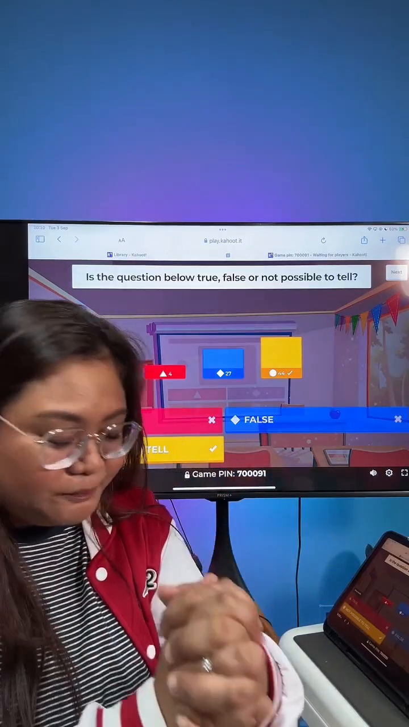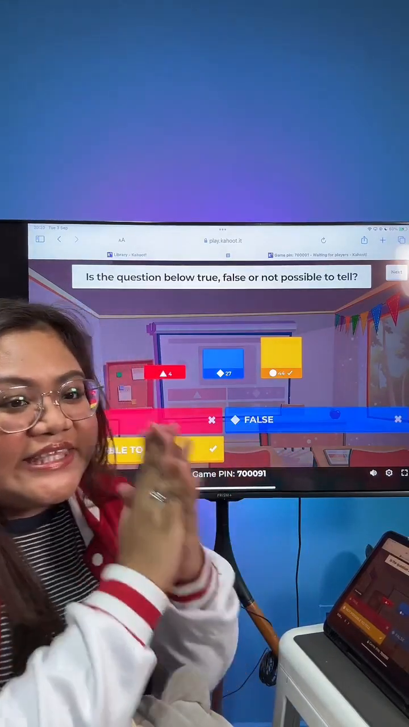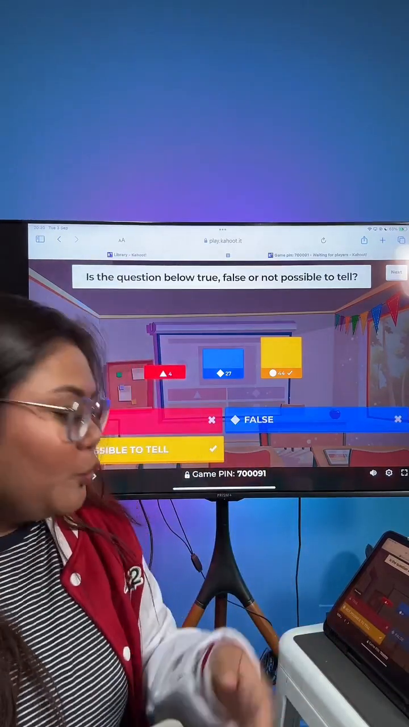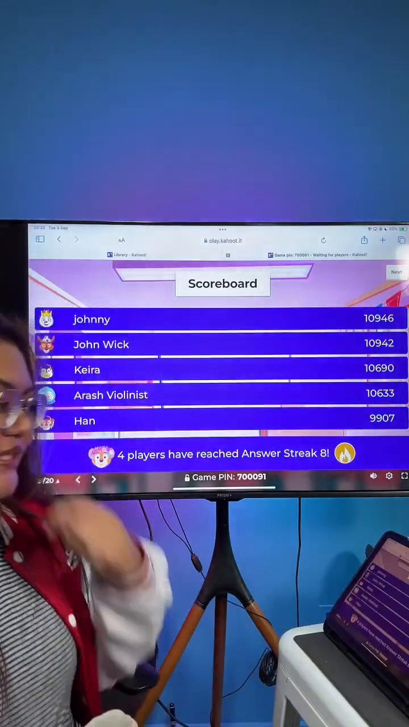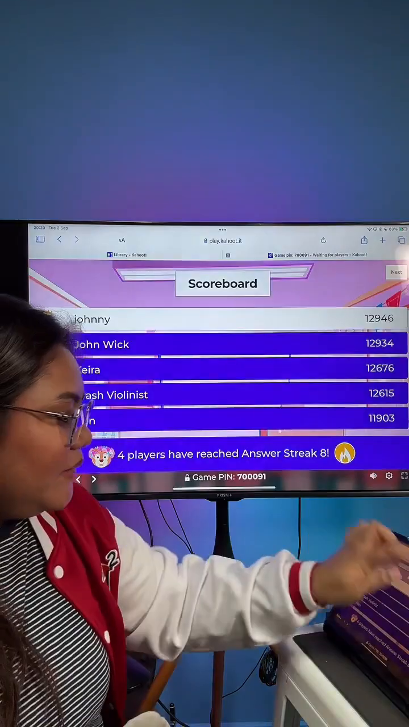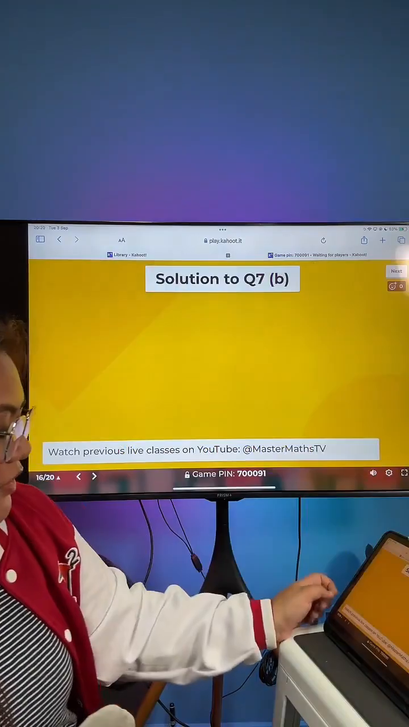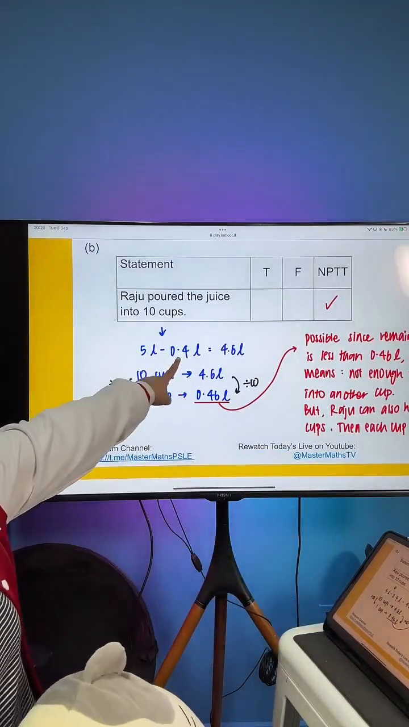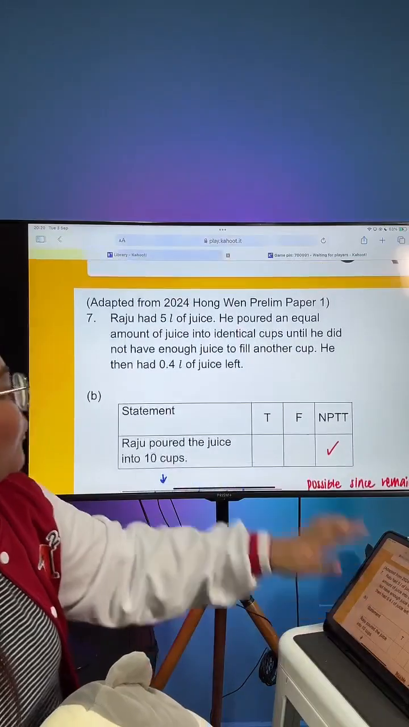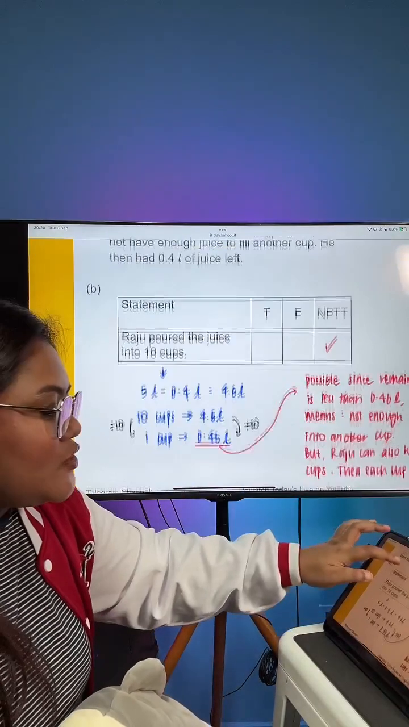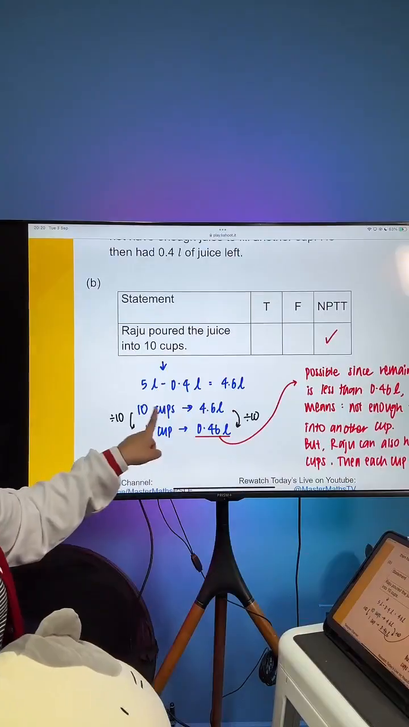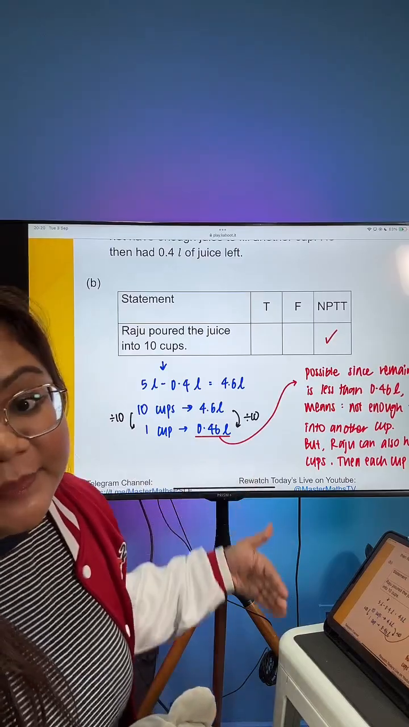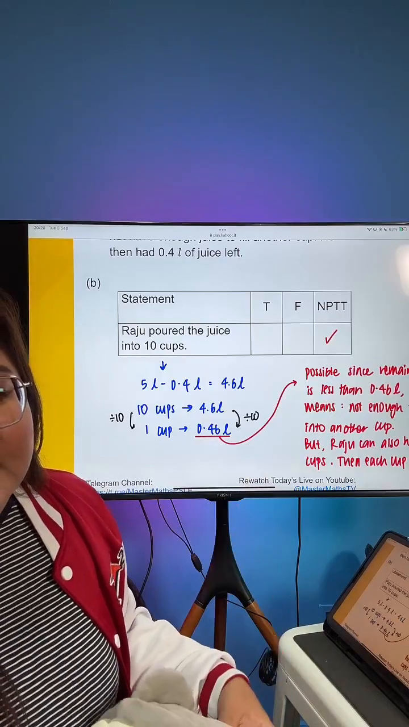Now listen very carefully. The explanation here will definitely help you for the next one. So let's take a look. This time round, still Johnny is up top. Congratulations. I know the balance is 0.4, correct? The question says 0.4 left. So that means I use 4.6 liters. If I got 10 cups, which means 1 cup must be 0.46 liters. Divide by 10.